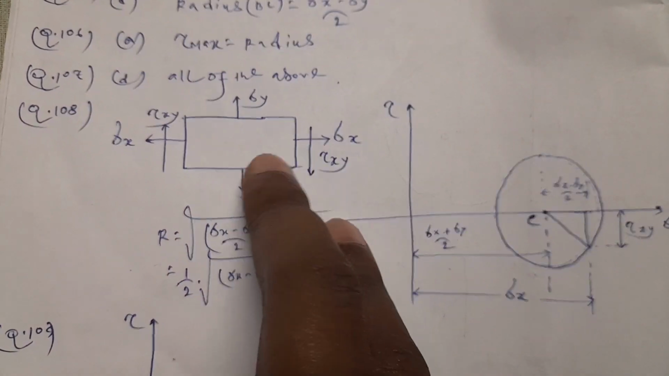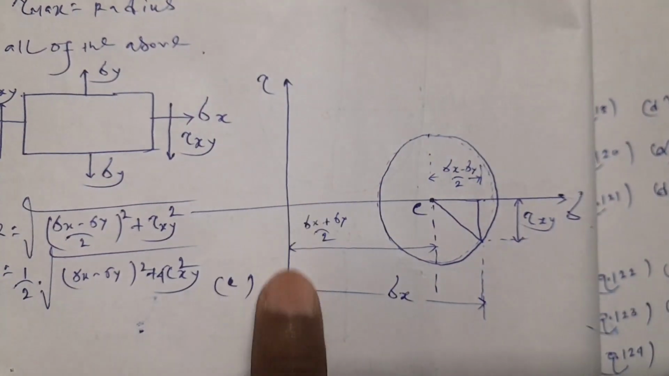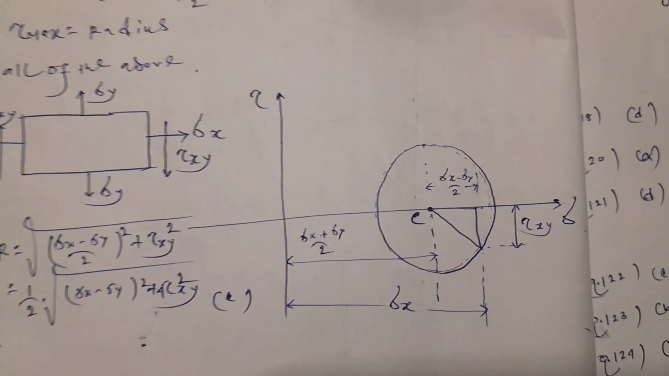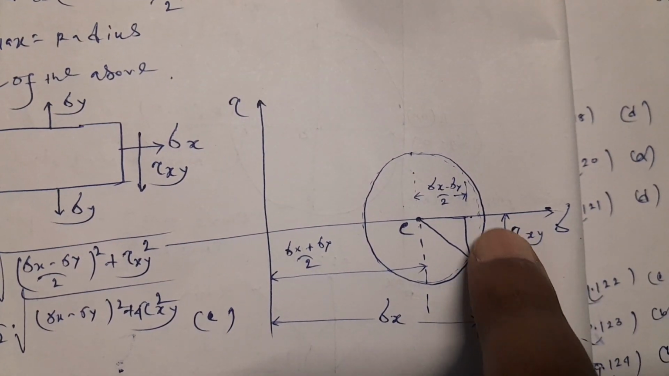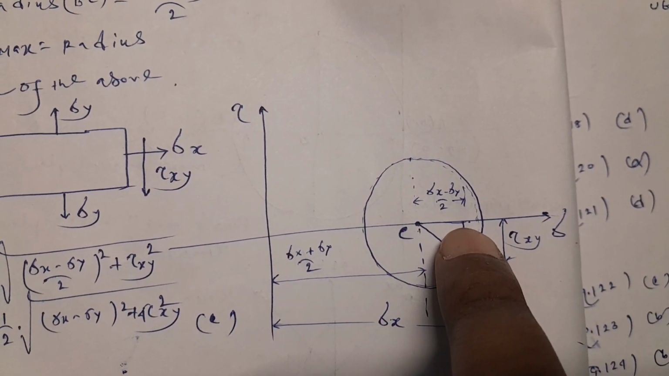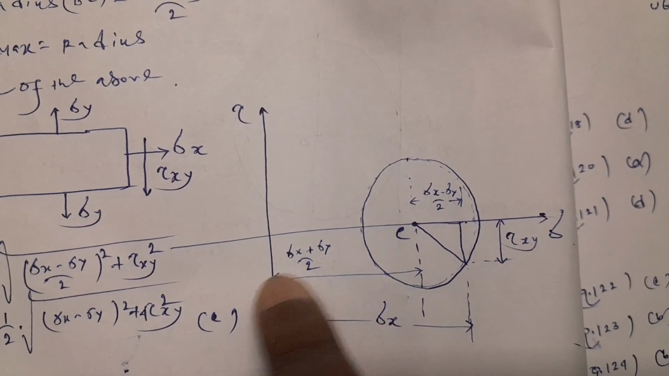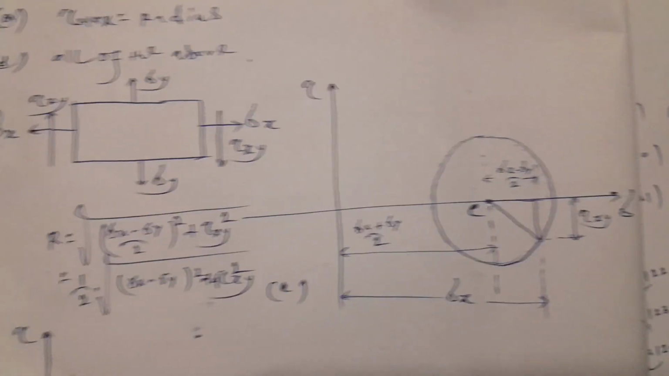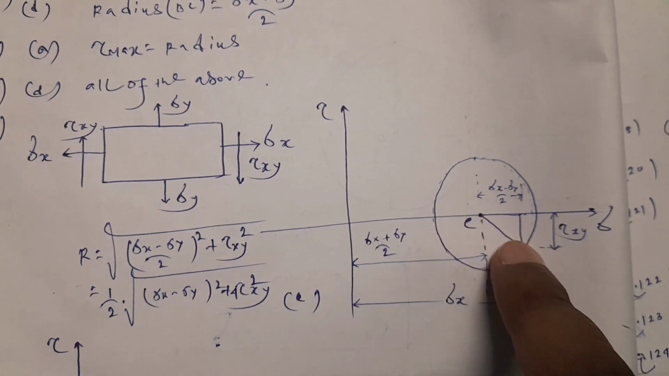So if we represent this stress system in terms of the Mohr circle, then in this axis shear stress is represented, and in this axis normal stress is taken. This distance is sigma x and this vertical distance is tau xy. From this point to this point the length will be sigma x minus sigma y by 2, and from here to this point the distance will be sigma x plus sigma y by 2. So the radius will be the hypotenuse of this triangle.